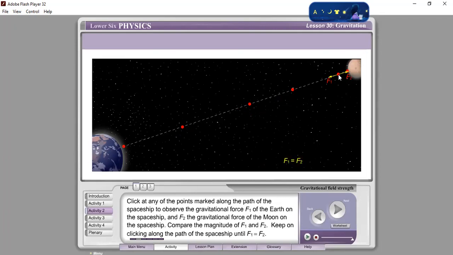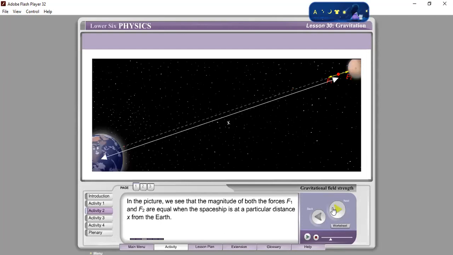That means that the attractive force by the Earth and the attractive force by the Moon are equal. Ladies and gentlemen, why, at this point, F1 equals F2, the magnitude of the force from left and right are equal, but the distance between the spaceship and the Earth is much greater than the distance between the spaceship and the Moon? In the picture, we see that the magnitudes of both forces F1 and F2 are equal when the spaceship is at a particular distance x from the Earth.